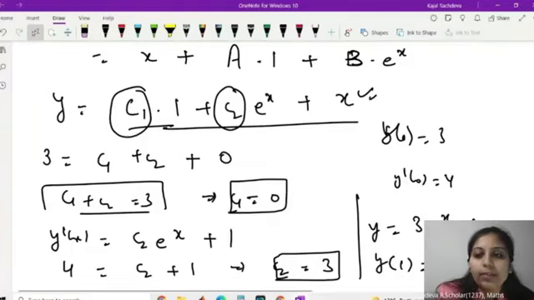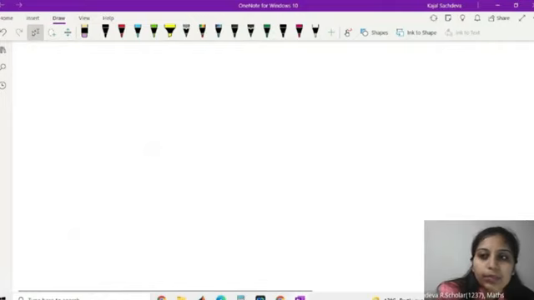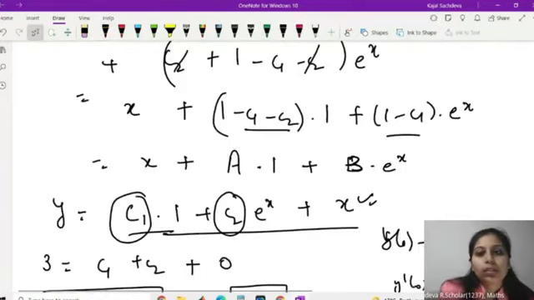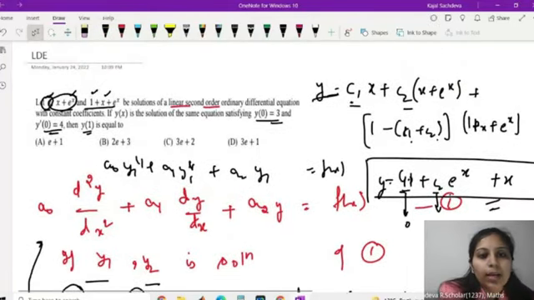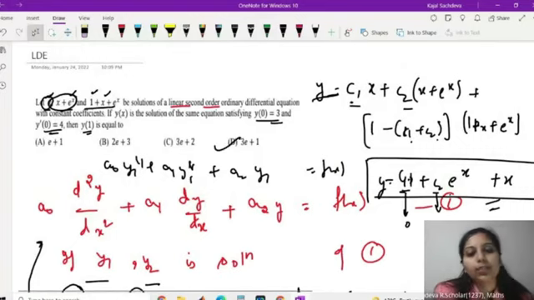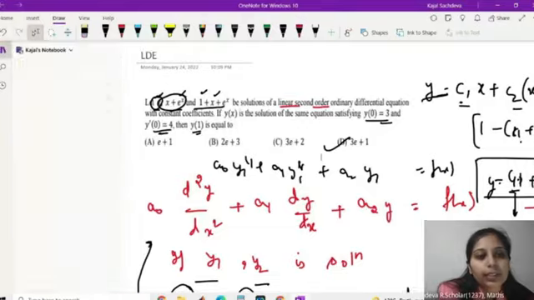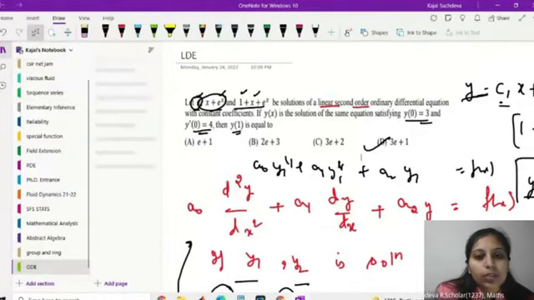So we have the required answer, 3e plus 1. Let's see what happened. Yes, we have the option 3e plus 1, so the required answer is option D here. So this is a very good question. Now moving to the next question.